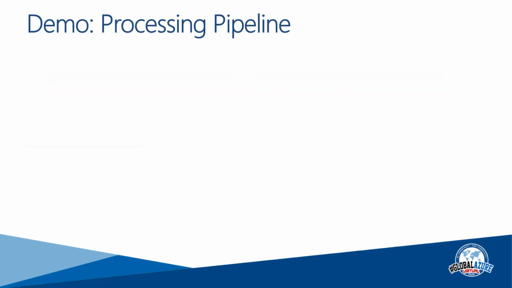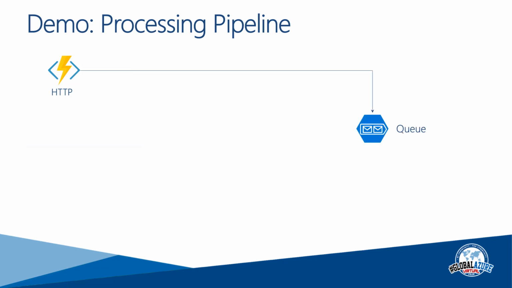Now for the demo, I actually would like to put together a mocked processing pipeline. Essentially, we're going to be modeling an ordering system. So we'll start off by having an HTTP endpoint that will essentially be receiving orders. It'll receive an order in the payload. It'll do a little bit of business logic, and then it will add a message to a storage queue.